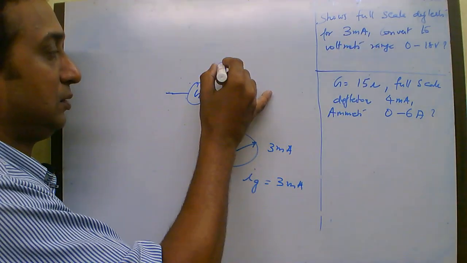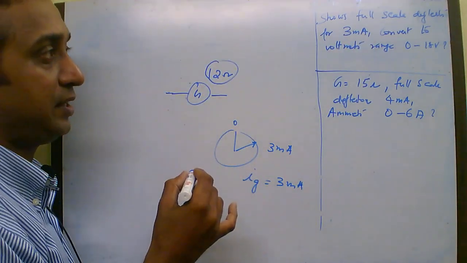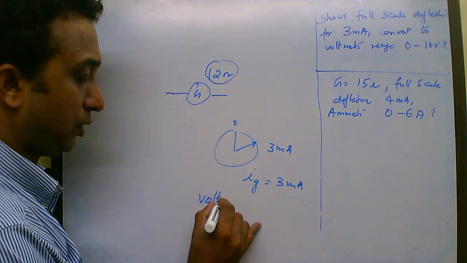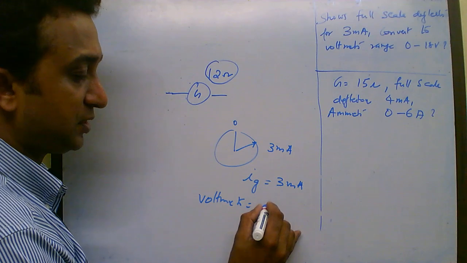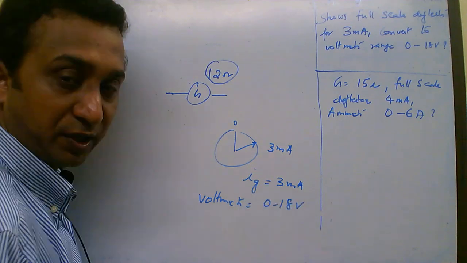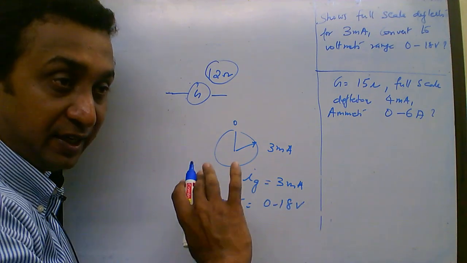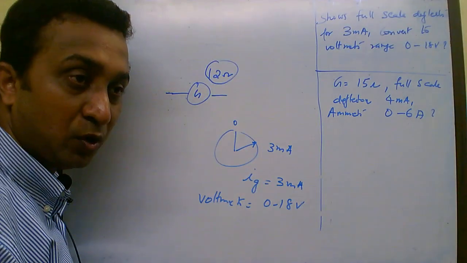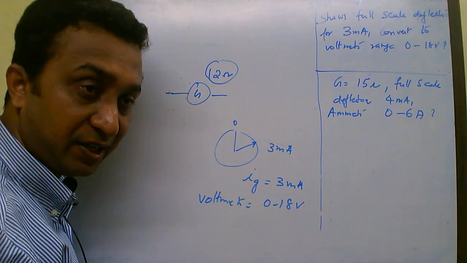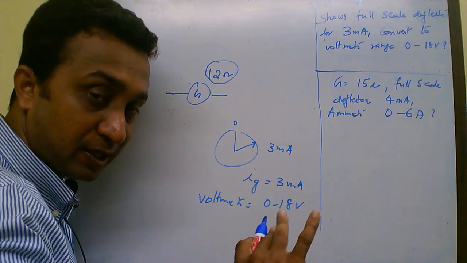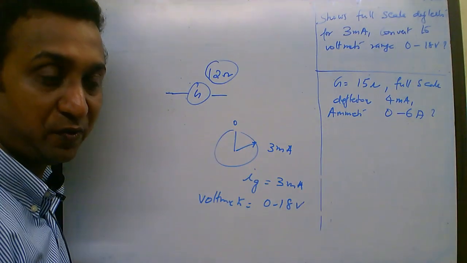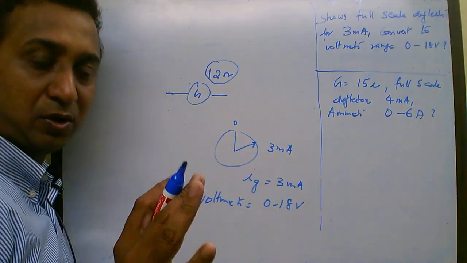and the galvanometer's resistance is already given, and you have to convert it into a voltmeter to measure in the range 0 to 18 volt. So it means the needle should reach the extreme end only when you apply a potential of 18 volt across it. It means the galvanometer must be able to read from 0 value to the 18 volt value. Hope you understood the logic.